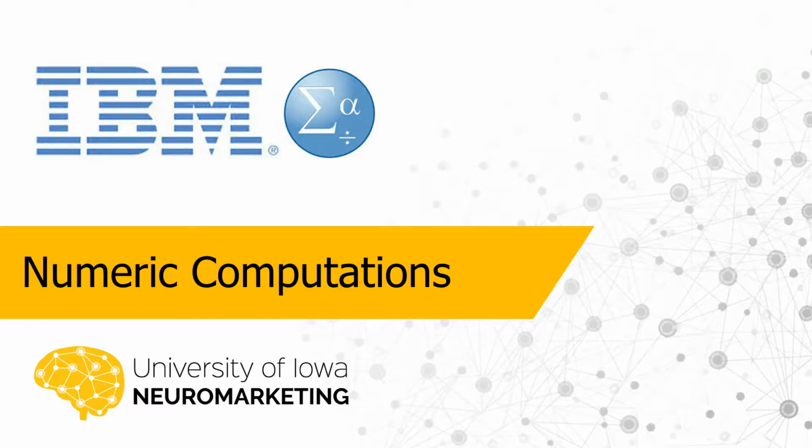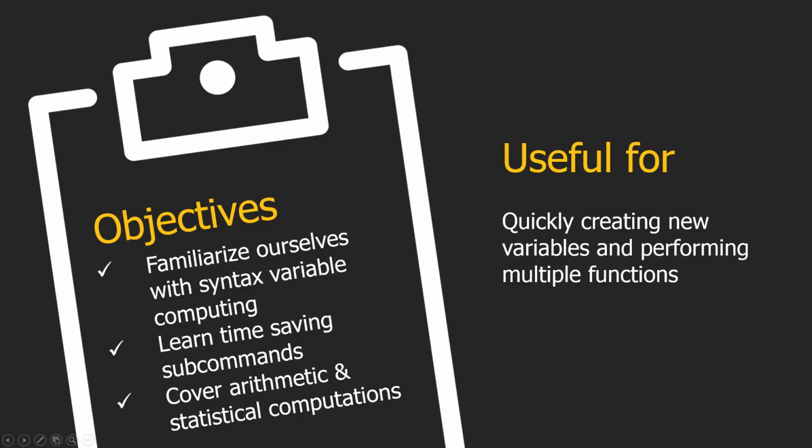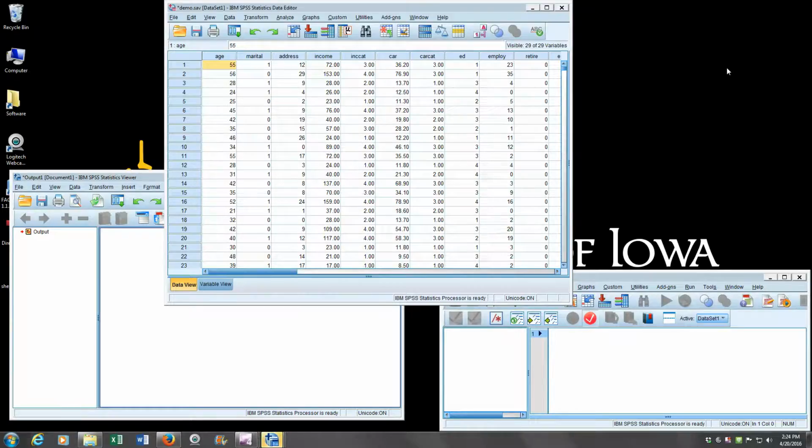My name is Ryan Crockett, and today I'm going to explain and demonstrate examples of numeric computations in SPSS. We are going to familiarize ourselves with syntax computing techniques, learn some time-saving subcommands, and cover the arithmetic and statistical computations. What this is useful for is quickly creating new variables and performing different functions with it. The computing function is a staple for basic data transformation. So for this video, I will show you statistical and arithmetic transformations.